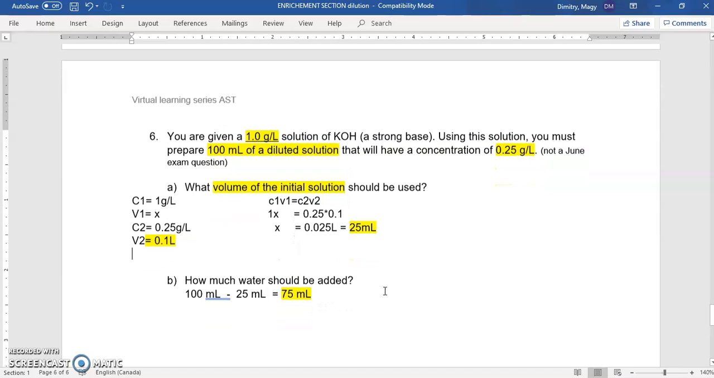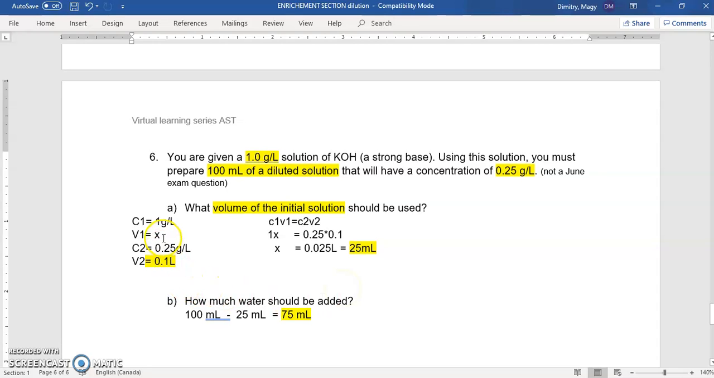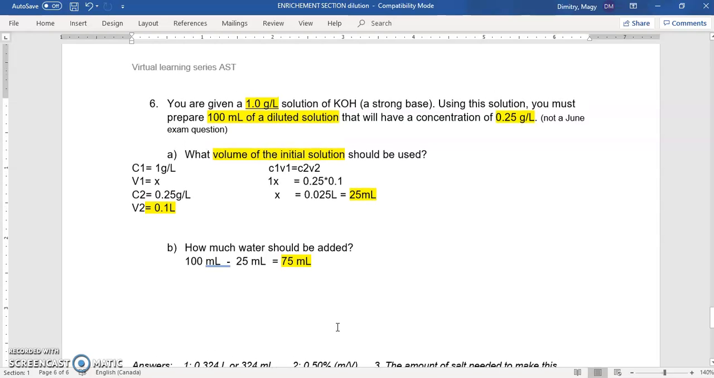For example, with the next question, it says, how much water should be added? So to go from the initial volume to the second volume, the question basically says, how much water did I add to get from V1 to V2? That's why I did 100 ml minus 25 ml equals 75 milliliters. But if you did all of that in liters, then that would be 0.1 minus 0.025, and you would get 0.075 liters. And that's it.